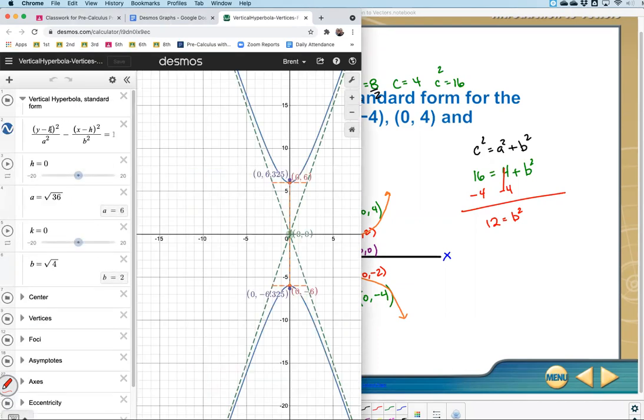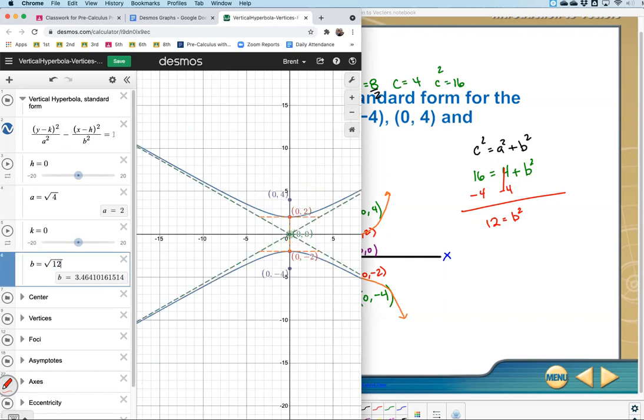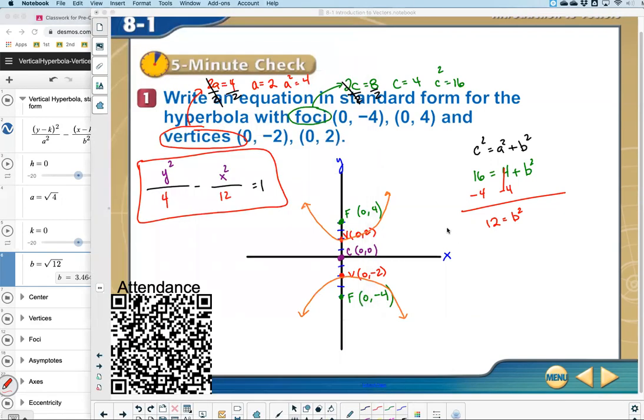We did not have any shift. We were at the origin, so the h and k need to be 0, 0. That's for the center of the graph being at the origin. My a squared was 4, so a is the square root of 4. b squared was 12, so b would be the square root of 12. I typed that in. If you check your values, you can see we have a focus at 0, 4, focus at 0, negative 4. That's exactly what our problem gave us right there.